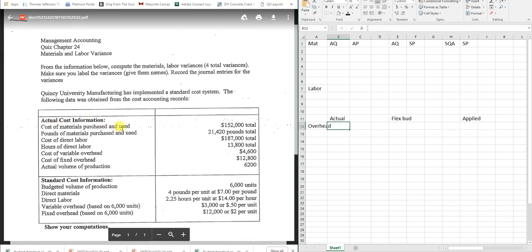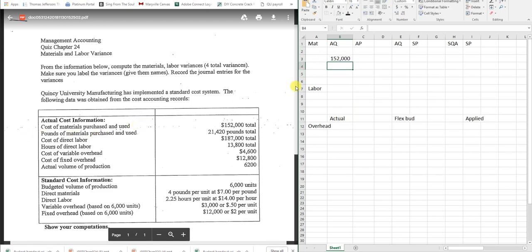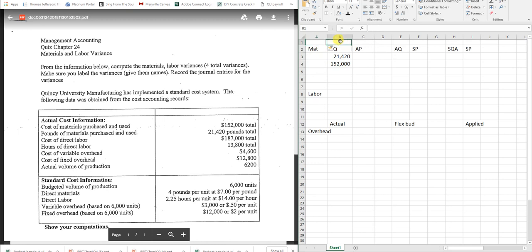The cost of materials purchased and used, that's under actual, so that's my actual amount. So I have 152,000. Then it says pounds of materials purchased and used, so my actual quantity is 21,420. I think it's important that we make sure we get our denominations all the same. So this is pounds. And in labor, I want my amount to be in hours. So I don't multiply finished goods times the price per pound.